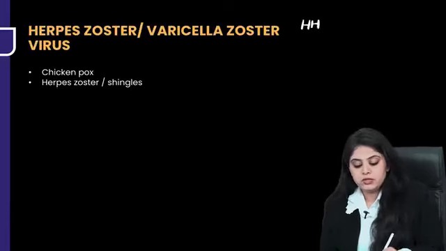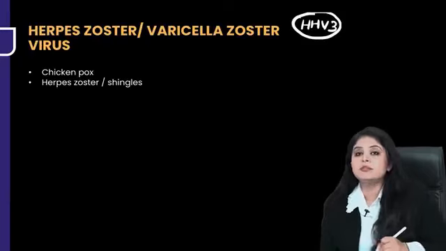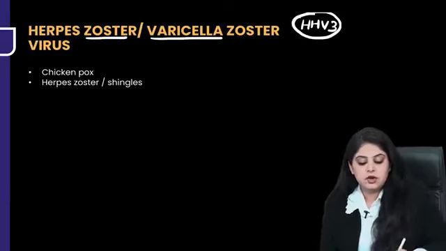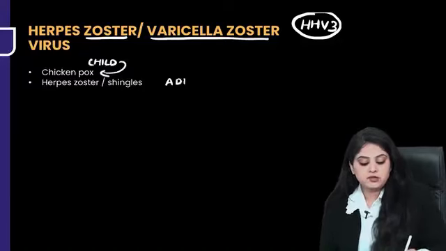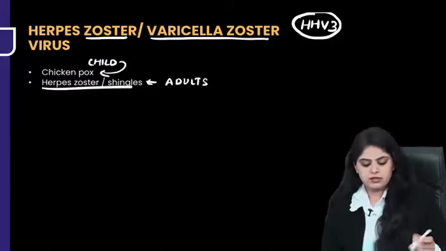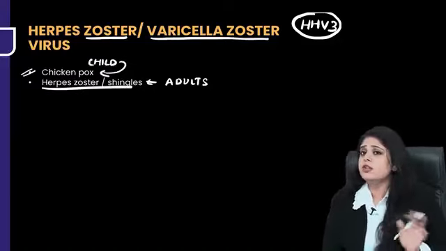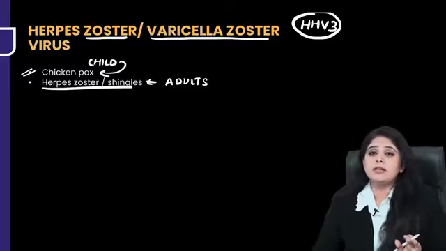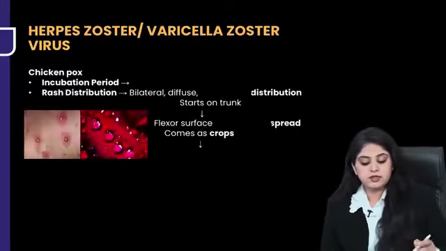Now we go to human herpes virus 3, and human herpes virus 3 is the zoster or the varicella zoster. What does it cause in children? In children, it causes chickenpox. And what does it cause in adults? In adults, it causes herpes zoster or shingles. So let me quickly make you go through chickenpox. Chickenpox, you know, is very important in pediatrics, but quickly let us settle it over here as well.